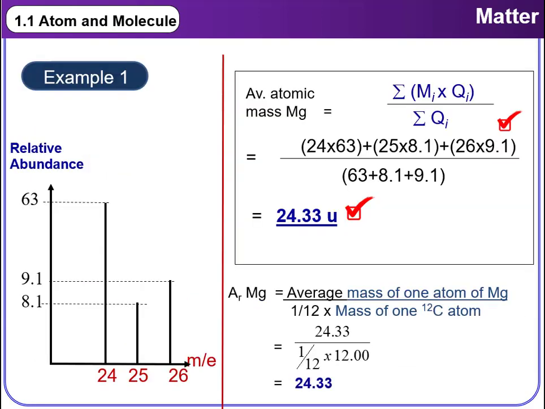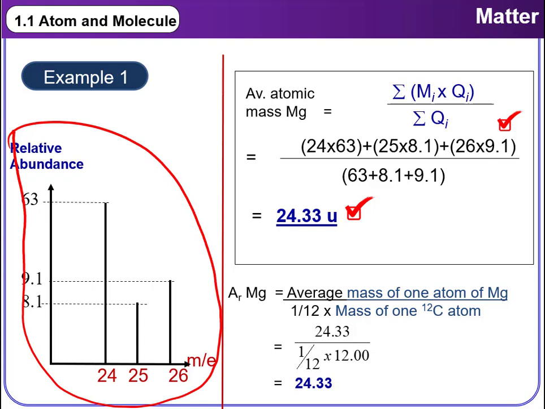Let us look at the example. Example 1, you are given a mass spectrum. So, this is what we call a mass spectrum. Mass spectrum kena ada apa? Kena ada y-axis, relative abundance. So the relative abundance or the percent abundance is at the y-axis. While at the x-axis kena ada apa?